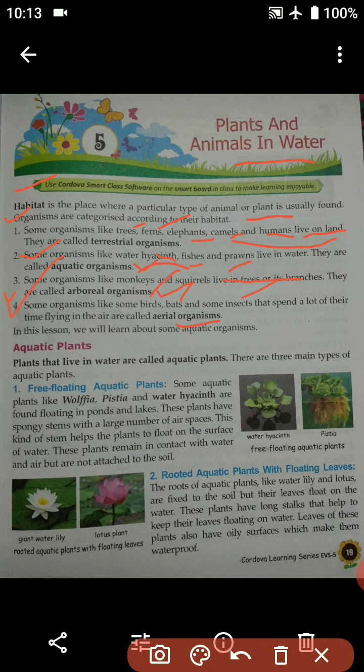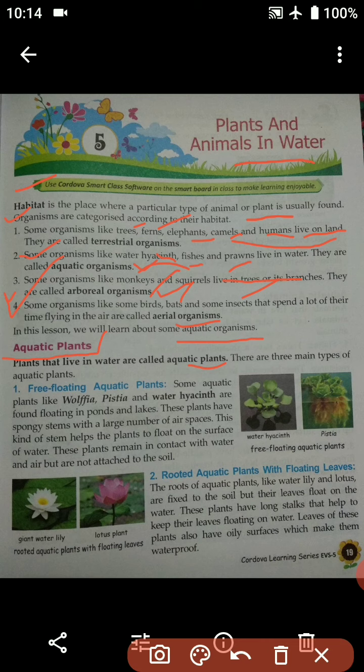In this lesson, we will learn about some aquatic organisms. So students, now we are going to understand about different aquatic organisms. That means organisms that live in water. Okay. So aquatic plants. Now we are going to understand about aquatic plants. The plants that live in water. Plants that live in water are called aquatic plants. So plants living in water are known as aquatic plants.